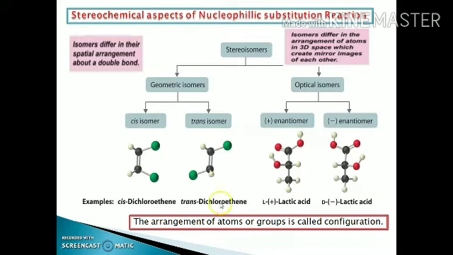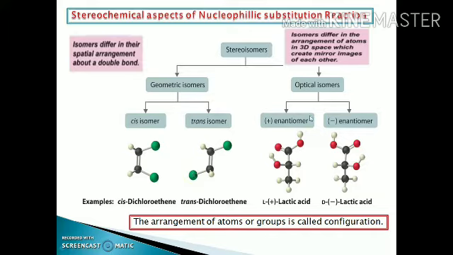Stereoisomers are of two types: geometrical isomers and optical isomers. Geometrical isomers are isomers which differ in the spatial arrangement of the atoms around the double bond. They have two types: cis isomers and trans isomers. If the same elements or the same groups around the carbon double bond are present on the same side, then the isomer is known as the cis isomer. If the similar atoms or molecules are present on the opposite side, these are called trans isomers.